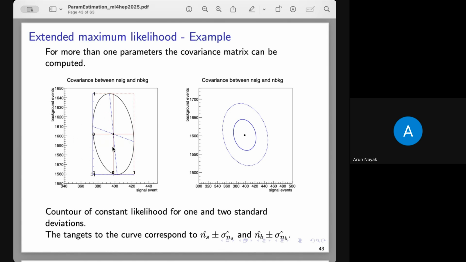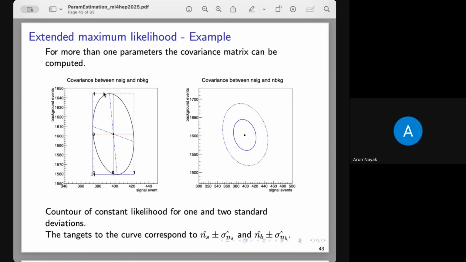This is the contour corresponding to the 1 sigma deviation with respect to the fitted value. So the point here in the left plot gives the fitted value for mu s and mu b, and this contour here gives the contour of 1 standard deviation. That means when the log likelihood is smaller than the maximum log likelihood by half. Okay, half unit.